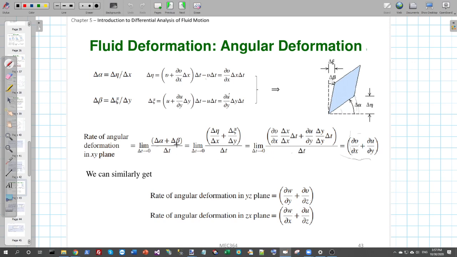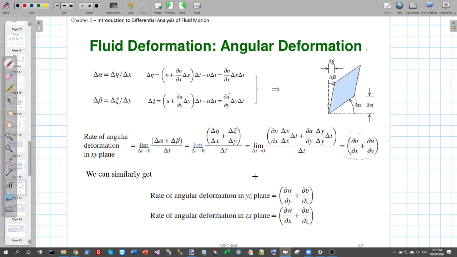We can also calculate the rate of change of the angular deformation: delta alpha plus delta beta over delta t, with delta t going to 0. This is the rate of angular deformation in the xy plane. Similarly, we change delta alpha, delta beta to delta sigma, delta psi, delta eta, which are related to the velocity field. At the end, the rate of angular deformation in the xy plane is equal to partial v partial x plus partial u partial y.